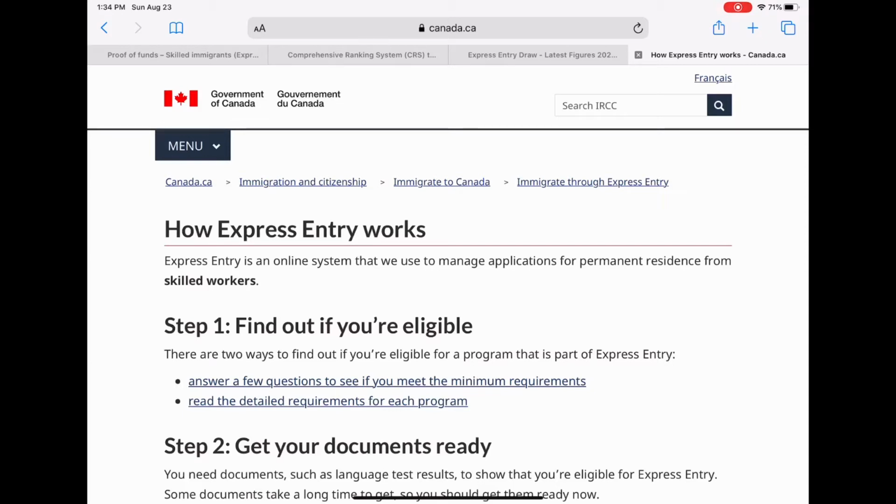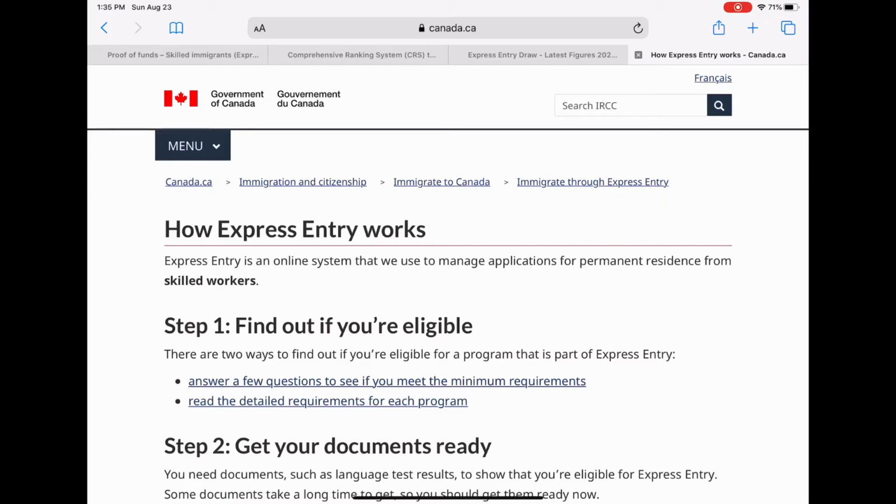You'll have a score. Let's say you have 450 out of 1200, and every month or so they hold a draw and they'll say, okay, this is the cutoff score. Let's say today the cutoff score is 400 and you have 450. Then voila, you're eligible to submit your application with all the documents, and you're going to receive your PR visa if all the documents are correct.